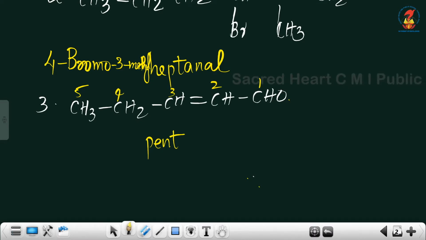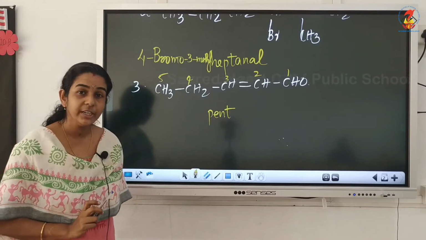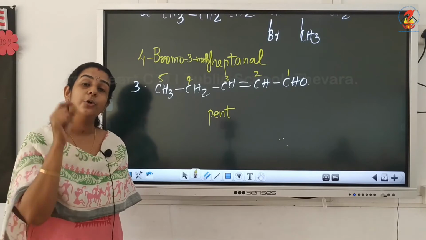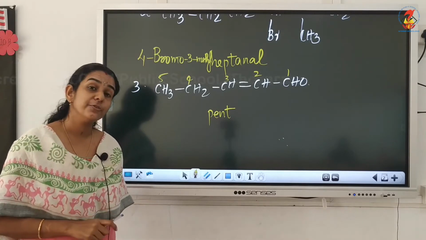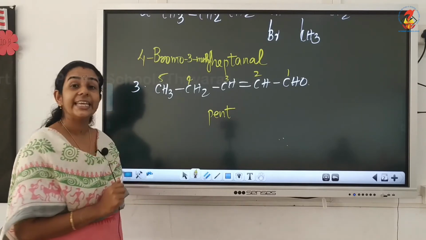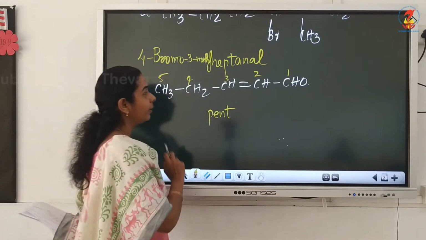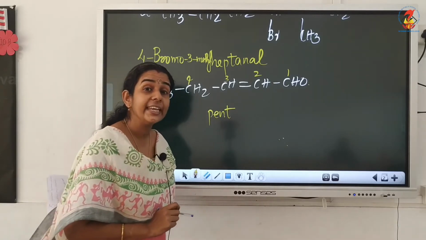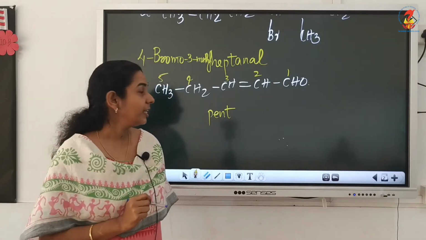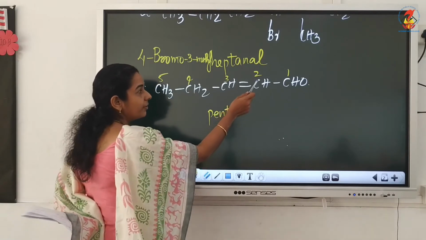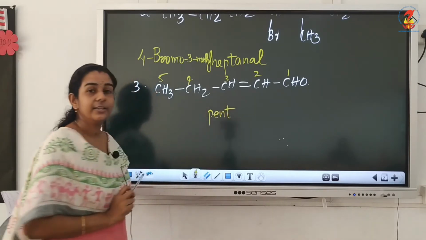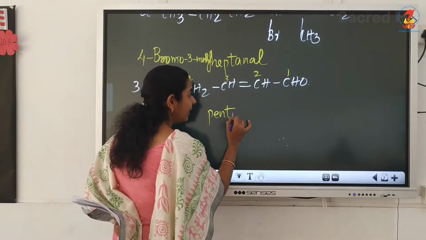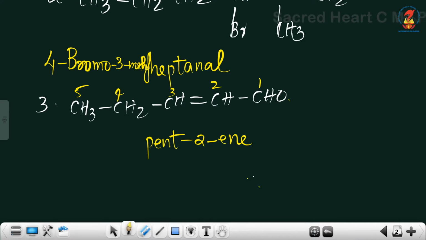Check these 5 carbon atoms. Are they all singly bonded? No. There is one double bond. If there is at least one double or at least one triple bond, what is the suffix we are using? Yes, it is ene or yne. So here we have one double bond, so the primary suffix is ene. But we have to mention the position. What is the position of the double bond here? Between the second and third carbon atom. So the position of the double bond will be 2-ene.